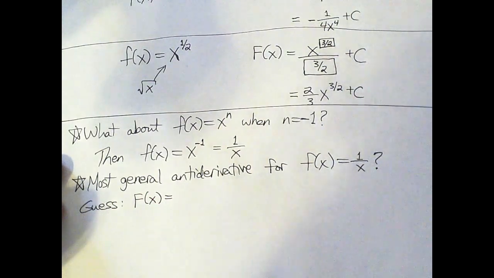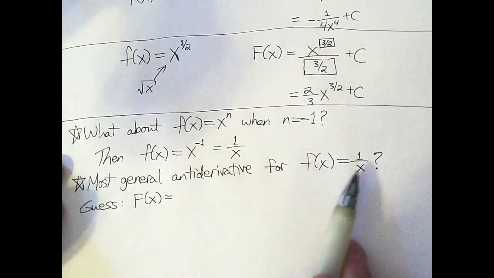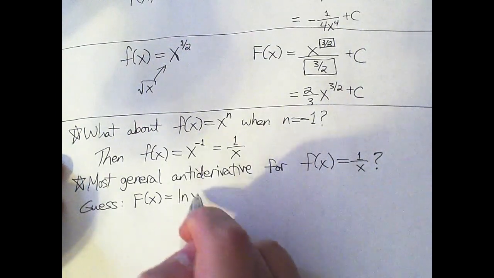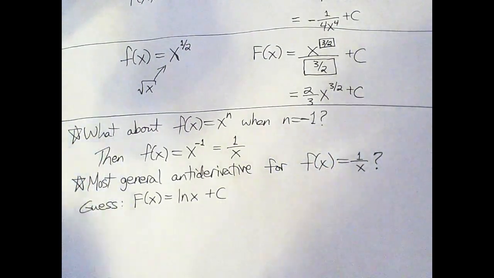Do you remember the derivative? Something that when you take the derivative of it, you get 1 over x? ln of x. Yeah, if you take the derivative of ln x, you do get 1 over x. There's one issue with this. There's a reason why I'm not putting a box around this yet.